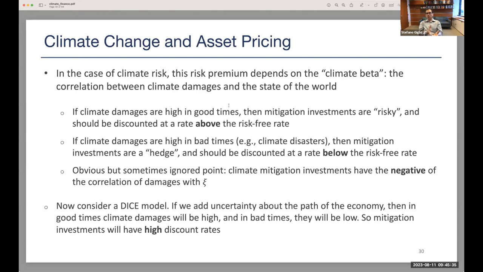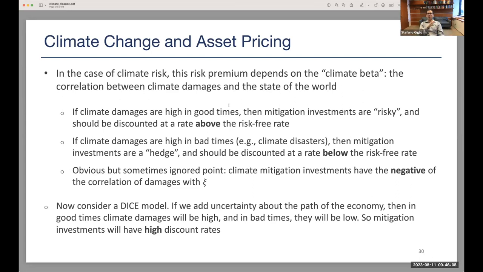So think about the DICE model that we saw before. Now, the DICE model has no shocks, right? It's a deterministic model, so it's kind of hard to think about risk. But now, imagine that you just add uncertainty about the path of the economy. Think about long-term growth, where there are shocks to the trends of the economy. Maybe 100 years from now, we'll all be extremely rich. And maybe 100 years from now, there's going to be some nuclear war and we're all going to be living in poverty, and so we're not going to mind anything anyway.